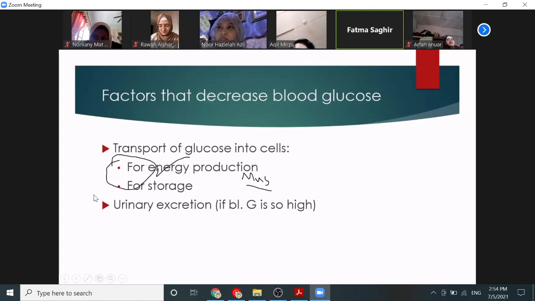Okay, decrease, so we can send glucose into body cells, so those body cells can use it for energy and also can store, like in liver and muscle.